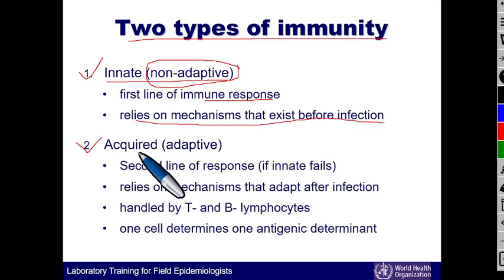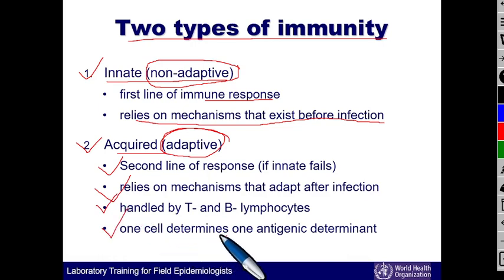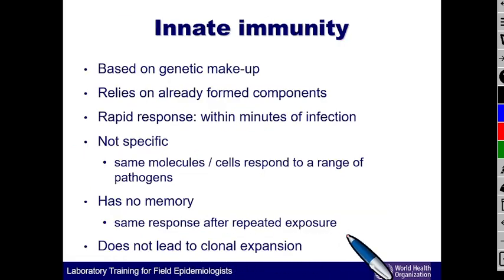The second type of immunity is the acquired immunity, also known as adaptive immunity, that is obtained after birth. It is the second line of response if innate immunity fails. It relies on mechanisms that adapt after infection, handled by T and B lymphocytes. Each cell determines the antigenic determinant.